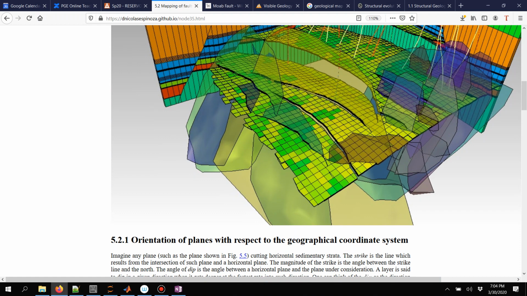Okay, let's talk now about what is the orientation of these faults and how we can quantify this orientation systematically in a given location.